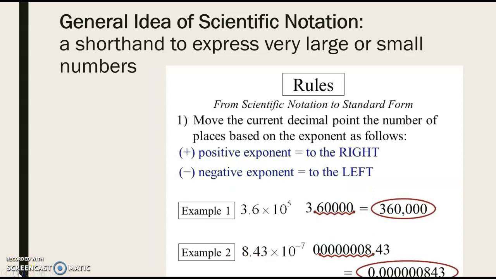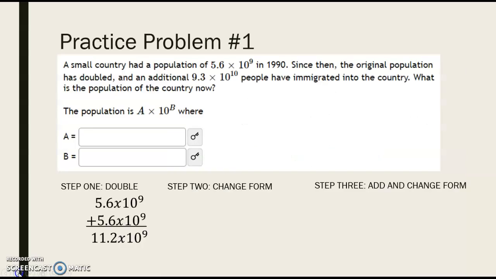If we're going the other direction, from scientific notation to standard form, suppose I have a value like 3.6 times 10 to the 5th. We want to take that decimal place and move it. It's a positive exponent, so we want to go 5 places to the right. The second example, we have 8.43 times 10 to the negative 7. A negative exponent tells us to go to the left. So that's the idea of scientific notation.